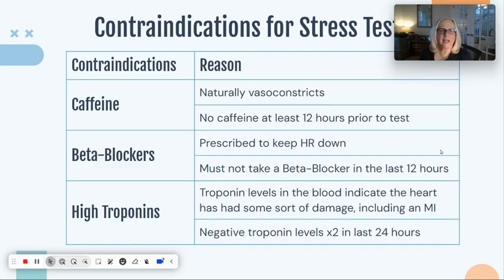All right, so contraindications. This is stuff that you would need to refrain from or not mix with the stress test that we're doing. So we don't want any caffeine. We want no caffeine at least 12 hours prior to the test, and that's because it naturally vasoconstricts. It's working against what we want to happen. We want to vasodilate. So no caffeine should be taken 12 hours prior to the test.